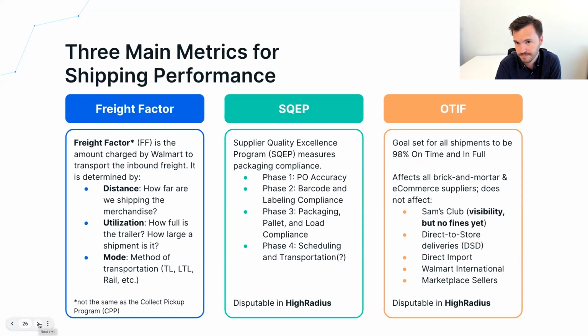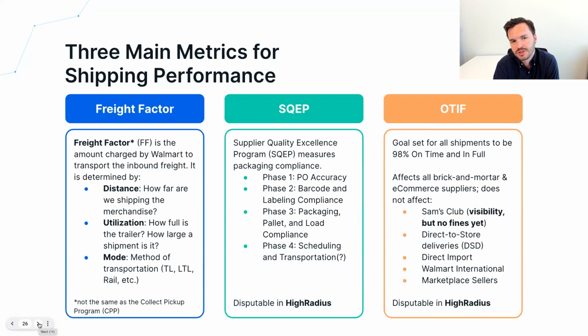But here's the big three, or at least the big three for basically the shipping and routing kind of conversation. Freight factor, SQEP, and OTIF.